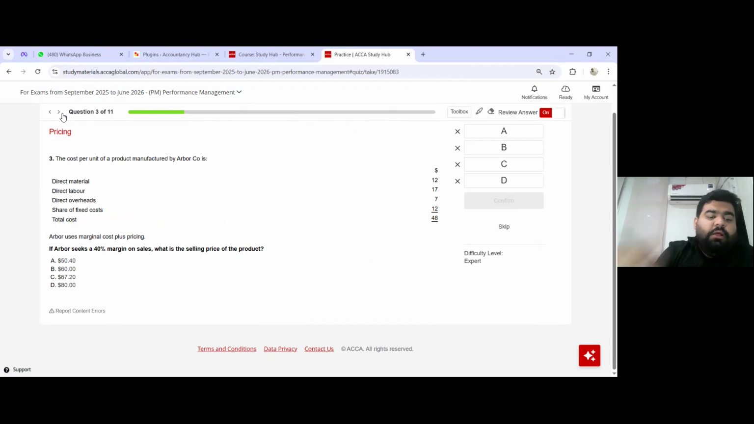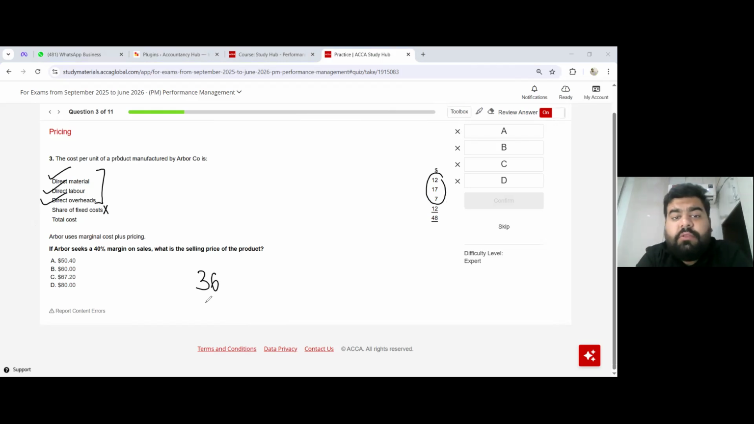So the company is using marginal cost plus pricing. First of all, marginal cost means only variable cost. Like here, it's given that material, labor, overhead. Share of fixed cost is obviously not the marginal cost. So these three are the marginal cost: 12 plus 17 plus 7 will be 36.